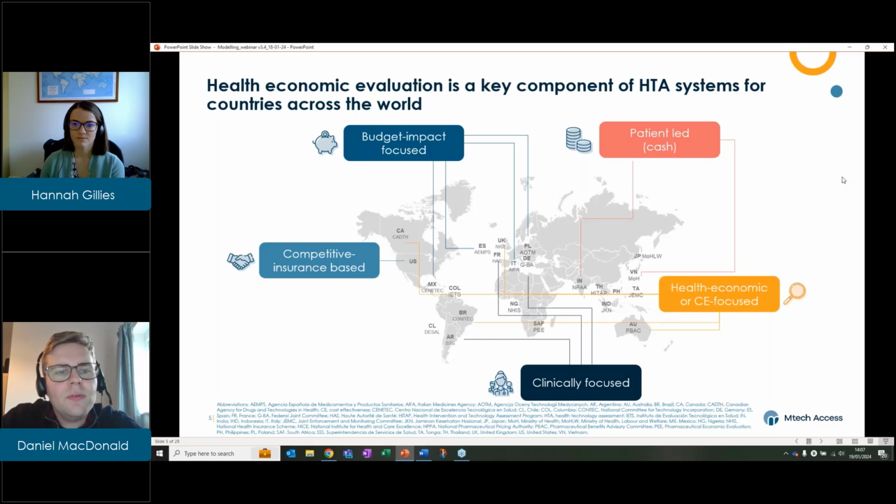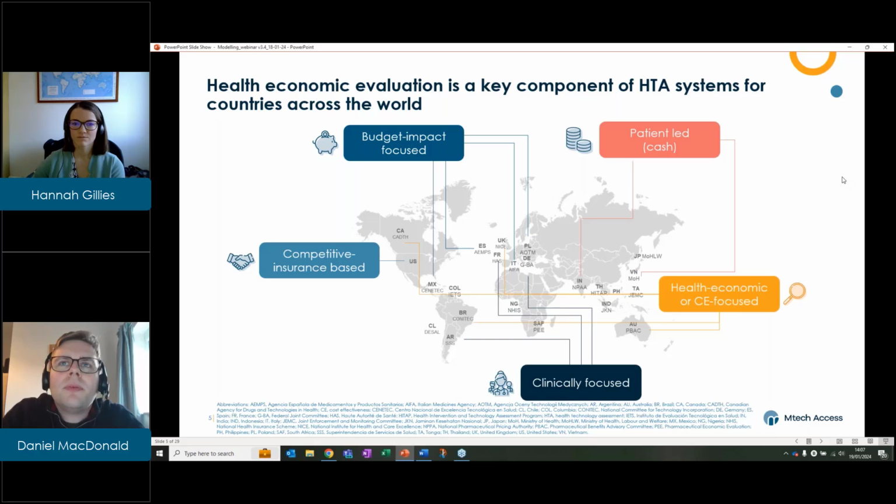So around the world, health economic evaluation is a key and crucial component. As we can see here on the slide, there are five areas we've called out of different ways that economic evaluation can be used. So I'll start, especially for those that are on audio, I'll read it out. So we've got a budget impact focused approach.